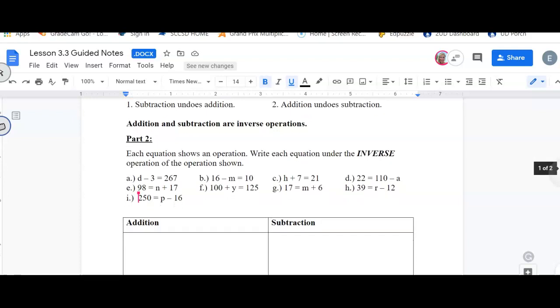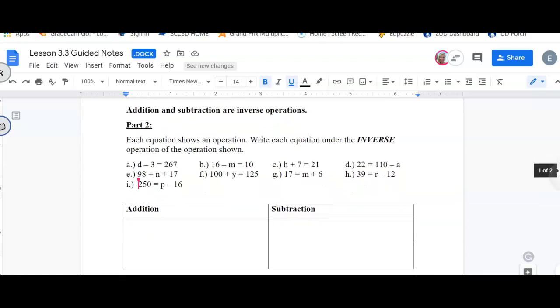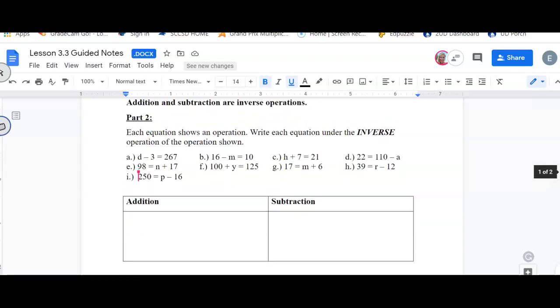Alright, so what we're going to do is, in part 2, fill out this table. We'll do the first two together. We're going to look at A. Each equation shows an operation. Write each equation under the inverse operation of the operation shown.